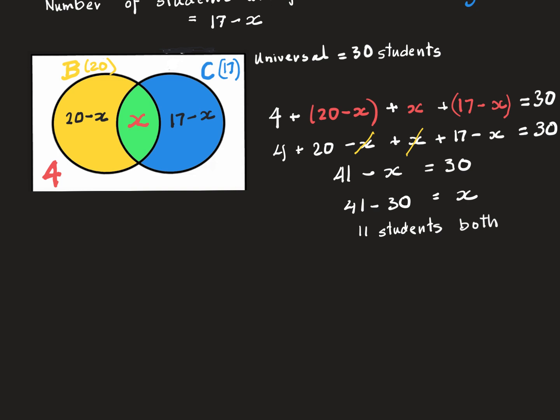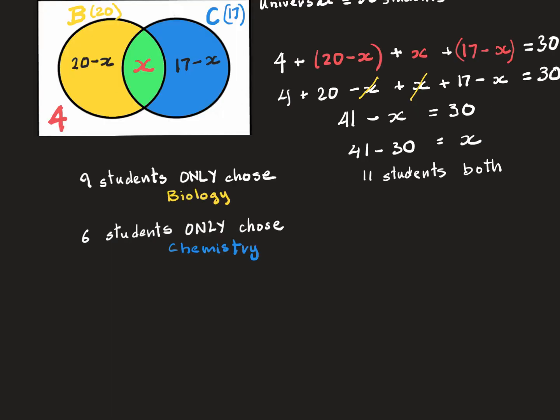And therefore we can say that 20 take away 11 students, which means 9 students only chose biology. And then if we take away 17 take away 11, we will get that 6 students only chose chemistry, and 11 students chose both biology and chemistry. So you've seen how we can substitute x for an unknown and use it to work out all the other values that you need.